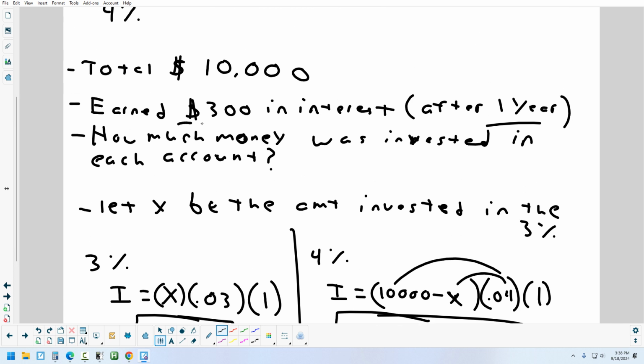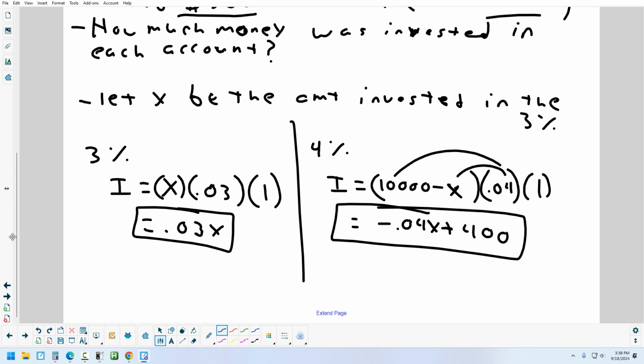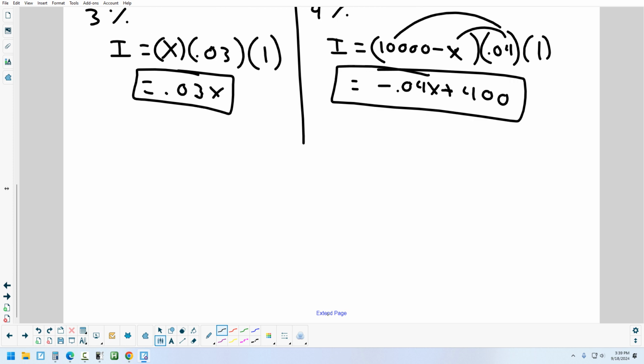Now, that $300 that we earned, that was the total between the two. So what would we have to do with the interest from the first and the second account to get the total? Well, just define the formula first. What would we have to do with the interest from the first account and the second account? Oh, we have to add the two together, yeah. So the total interest is the sum of those two.